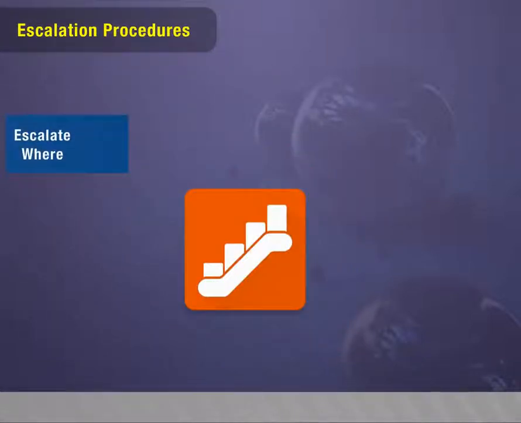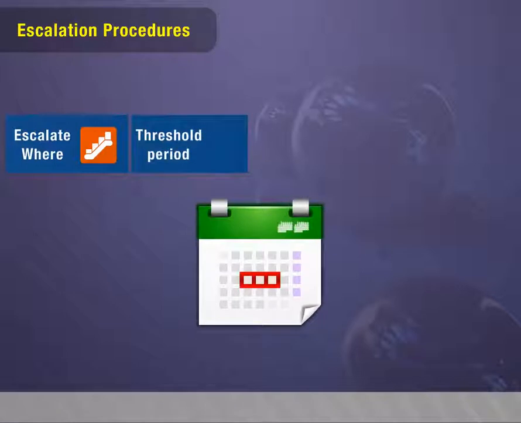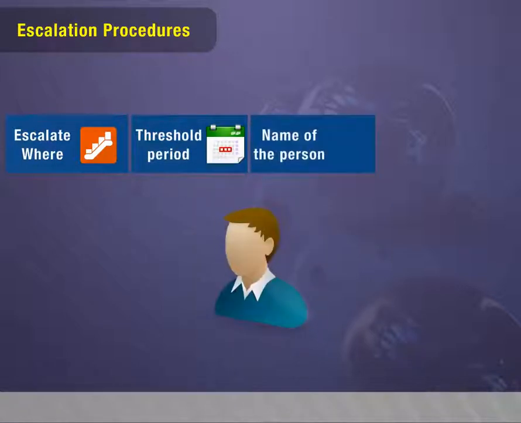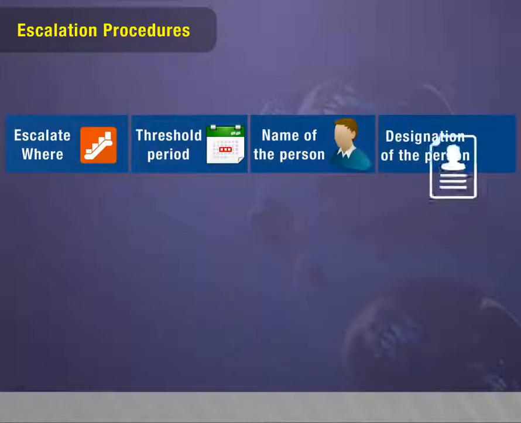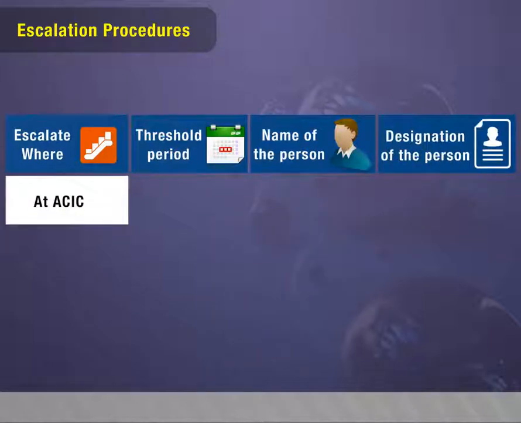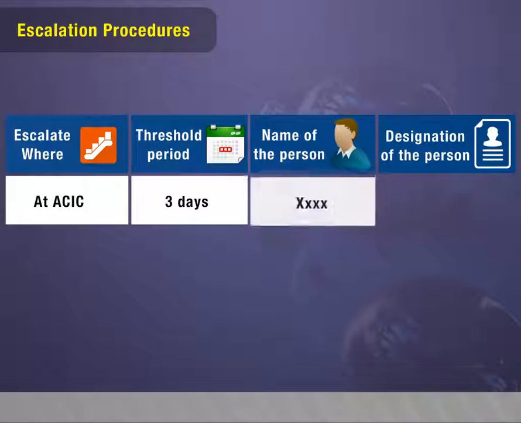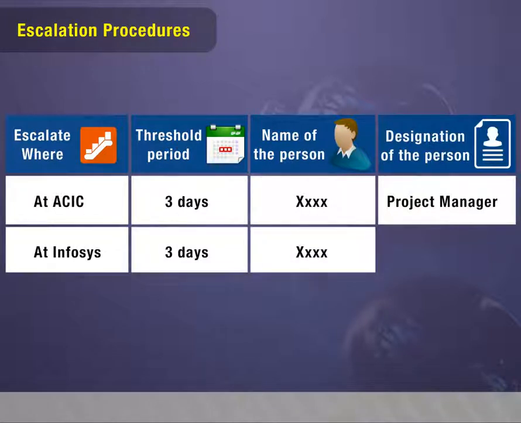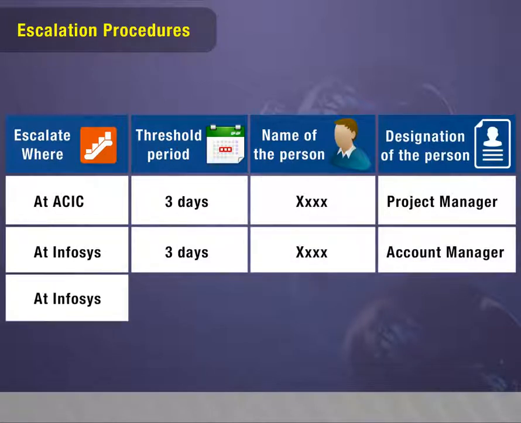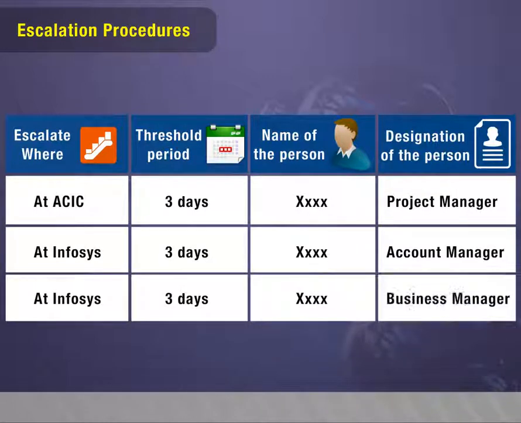Escalation procedures. Escalate where, threshold period, name of the person, designation of the person. At ACIC, 3 days, XXXX Project Manager. At Infosys, 3 days, XXXX Account Manager. At Infosys, 3 days, XXXX Business Manager.